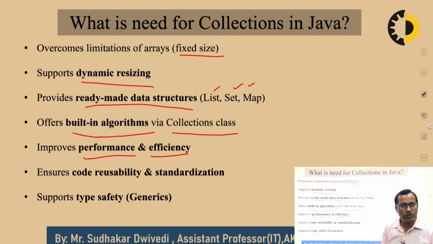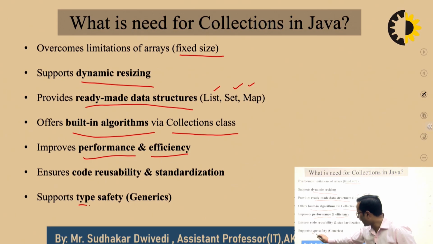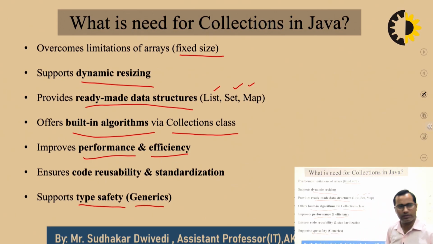It also ensures code reusability and standardization. And most importantly, it supports type safety and generics. So we do not bother about type safety and type casting at every step. It handles all the types of generics, and we do not need to write it manually.